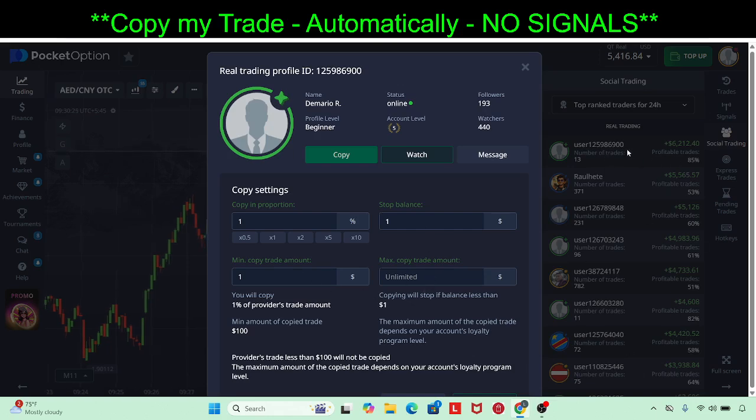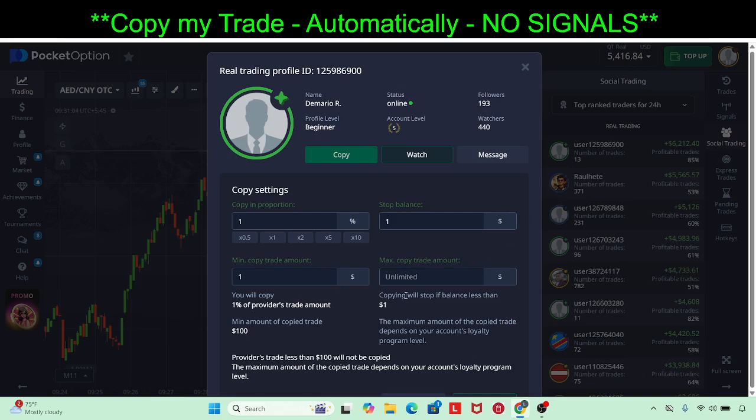But if you are copying any of these traders, then what you can do is, let's say you have $5,416, then you can set a stop balance, how much money you want to risk. But instead of using this stop balance, let's say you have $5,416 and you only want to risk that $416 in copy trading of any of these users, then you can withdraw that $5,000 and only put $416 so that you don't face loss. Even if this stop balance doesn't work, that way you are 100% safe.